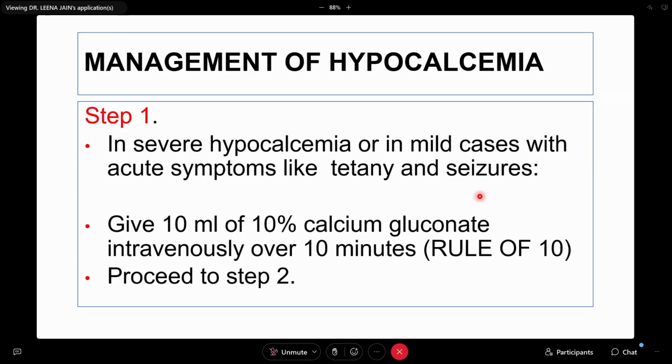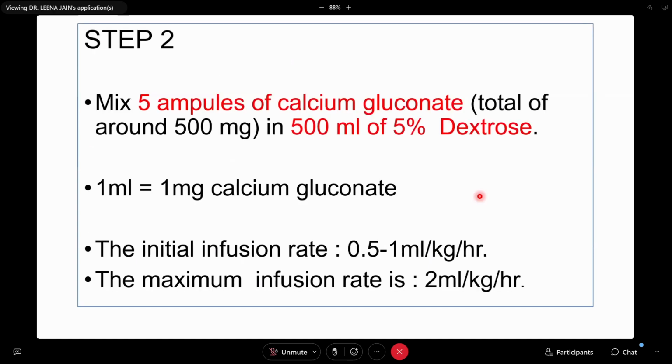Okay. So then we have to proceed to step number 2. What is step number 2? Mix 5 ampoules of calcium gluconate, to make it around 500 milligrams, and dissolve that in 500 ml of 5% dextrose. So the second step is 5 ampoules of calcium gluconate in 500 ml of 5% dextrose. So 1 ml is equal to 1 milligram of calcium gluconate.